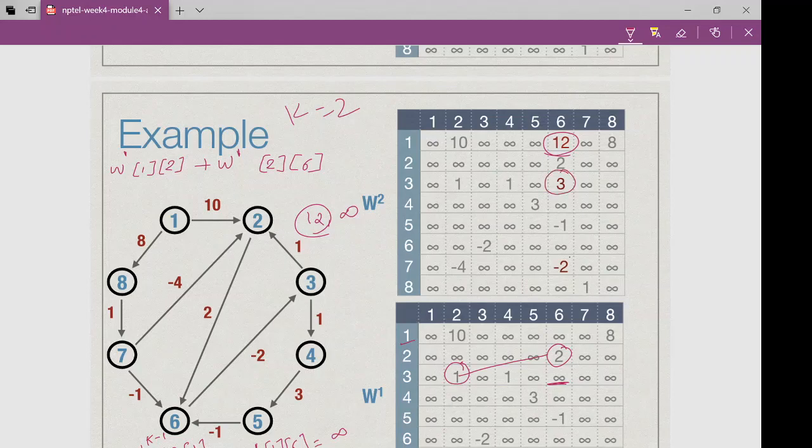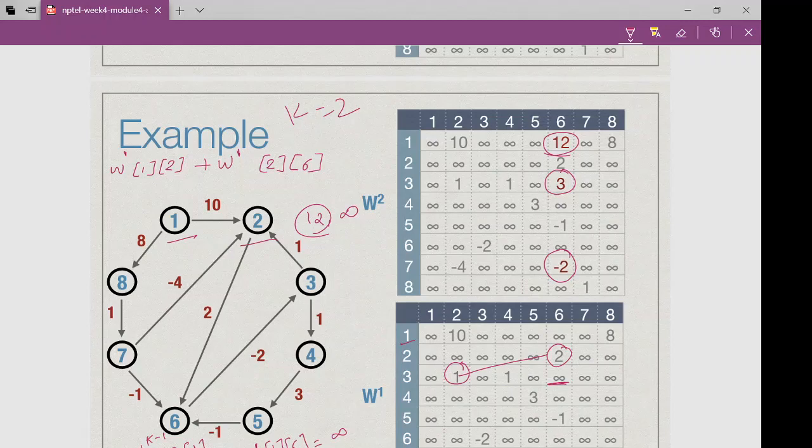Similarly we will do this entry, you can cross-check this. So only these 3 entries will update, because having k equal to 2, allowing vertices 1 and 2 to come in between, we only have this many paths.